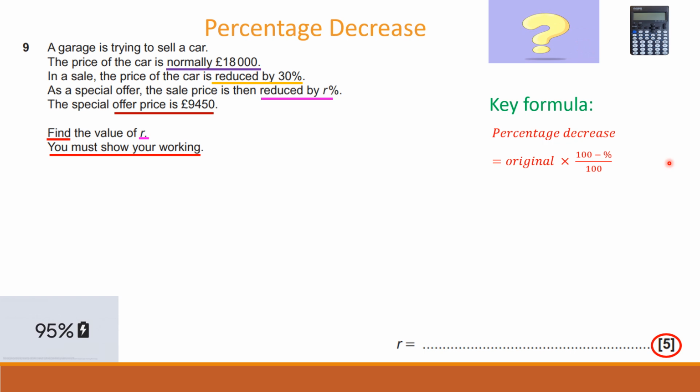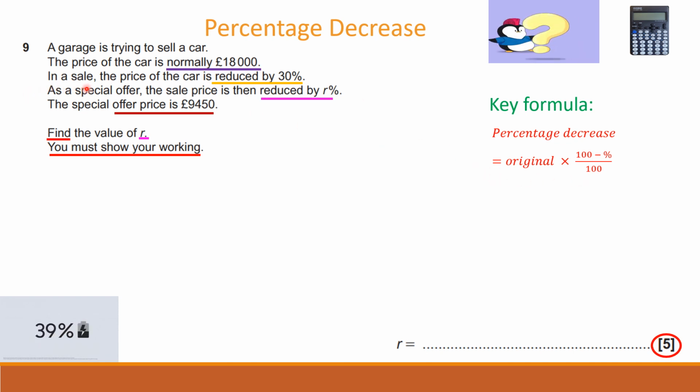Well done, guys. Hopefully you've managed to work out the value of R. What we've got to do is use this formula for percentage decrease, and we're going to be doing it twice. If we do it once, it will tell us the price of the car after it's been reduced by 30%. Then we do it again, and that will tell us the price after the special offer. We know the price after the special offer is £9,450, but it will help us work out this value of R.